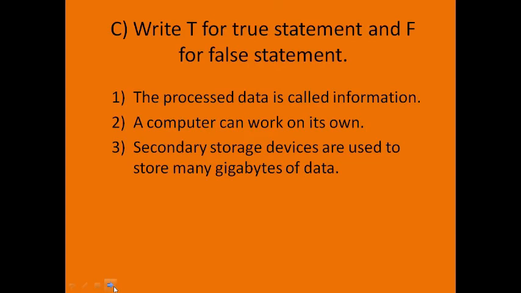Now see your third exercise, that is write T for true statement and F for false statement. You have 3 questions in that. Like number 1, the processed data is called information. So you have to write whether it is true or false. This one is true, so for that you have to write T, capital T. In the same way number 2 and number 3 you have to do.